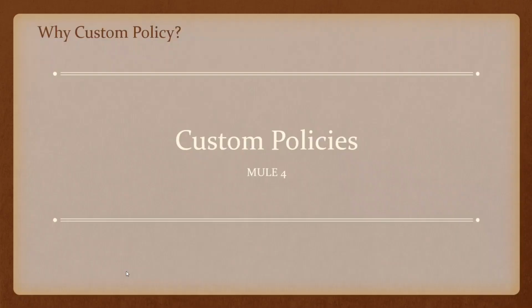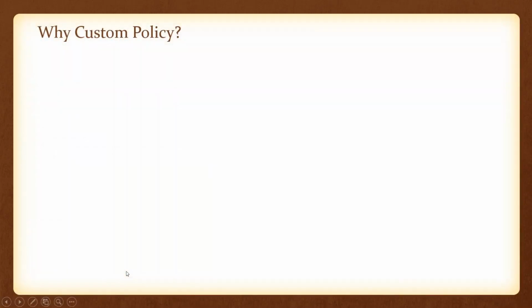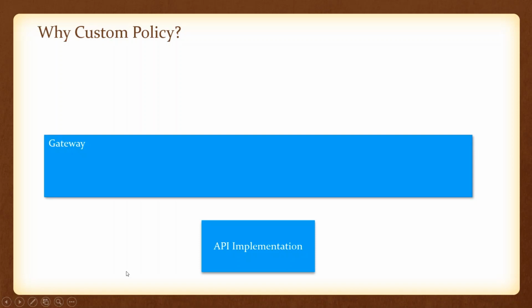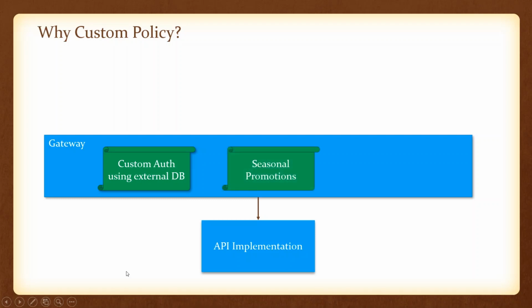Let's understand a few scenarios. We have an API implementation and a gateway on top of it where policies are applied. Suppose your organization has a database with user credentials and wants to use it for authentication and authorization purposes instead of the client ID enforcement. Or you have an e-commerce API where you often do seasonal promotions. Or you might have a content delivery API and want to channelize ads to your customers based on their membership. Such use cases call out for the development of custom policies.